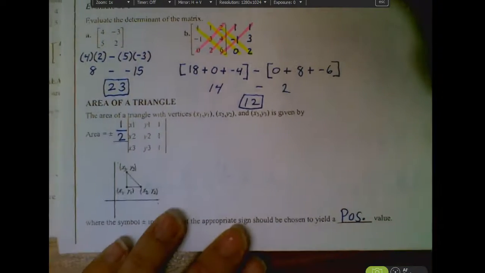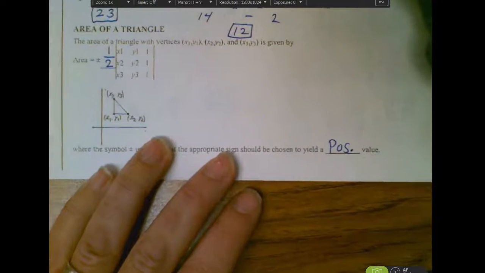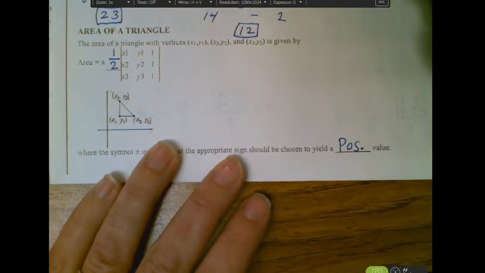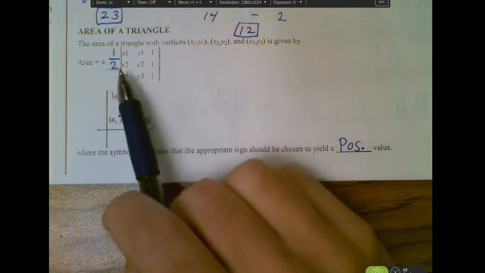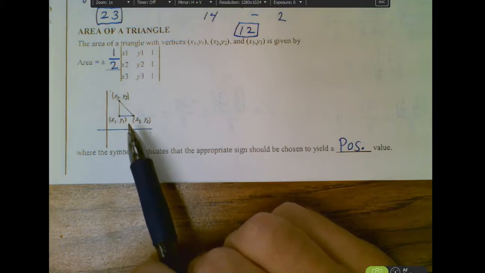So here's one of the uses of a determinant, and that is for finding the area of a triangle. And so if this is your 3x3 matrix, you can see here's our triangle right here.